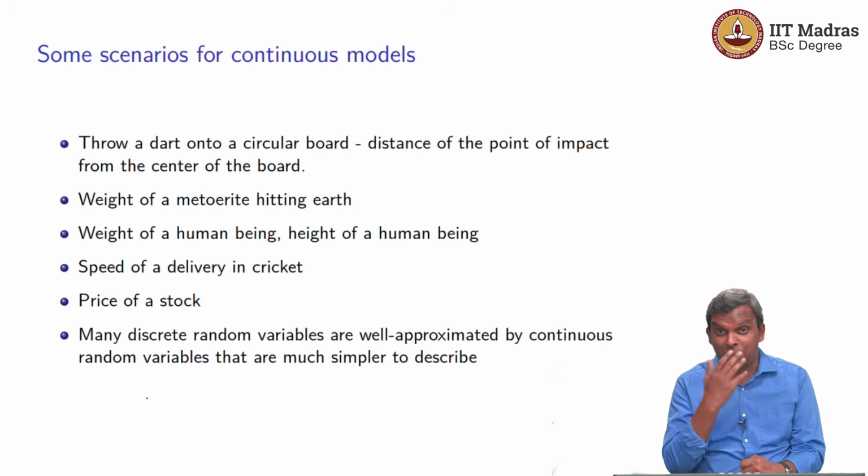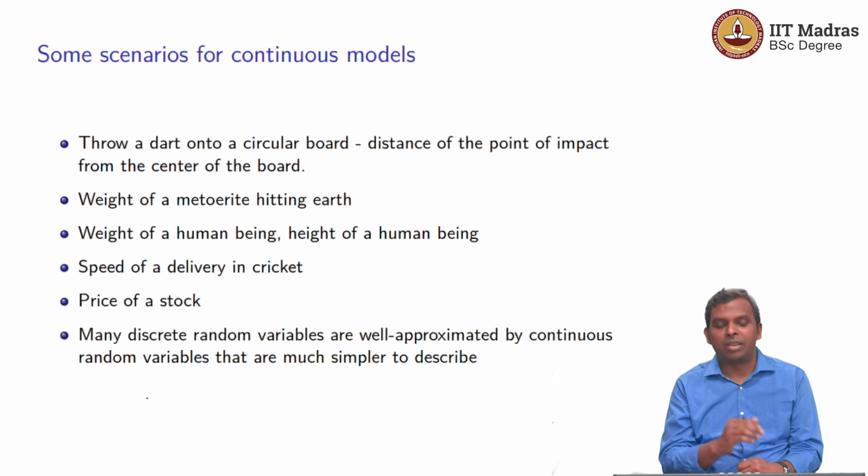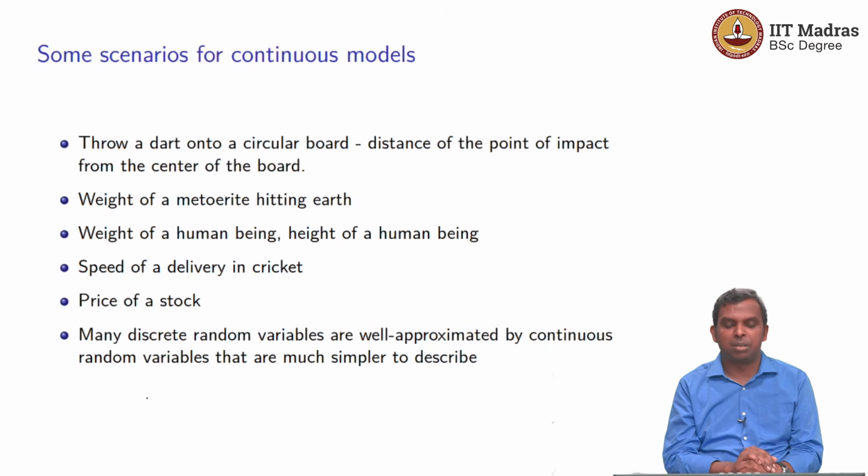There's such a wide variety of heights that you might as well deal with a continuous random variable and do calculations. Coming back to cricket, we've been talking about cricket a lot. The bowling speed, the speed of a delivery in cricket, is probably a good random variable to think of. Price of a stock, because the stock keeps varying over a wide range of different values. Keeping track of the discrete nature may not be that easy. Continuous might be much easier.